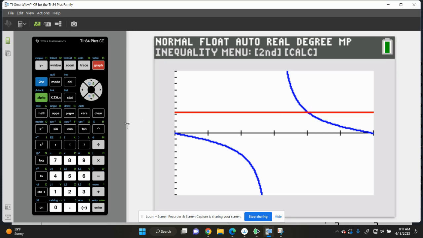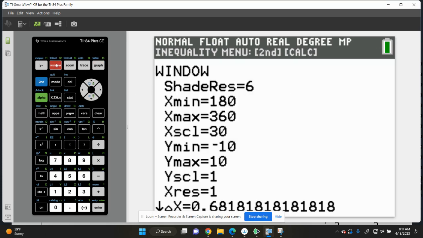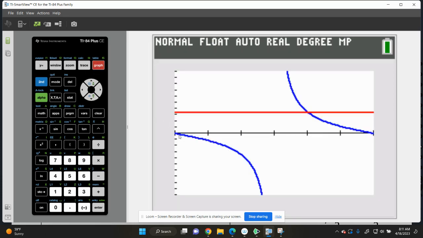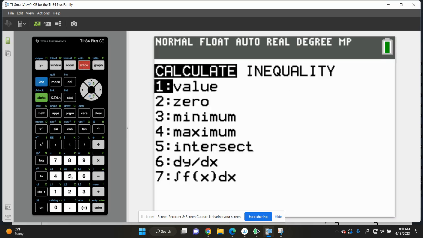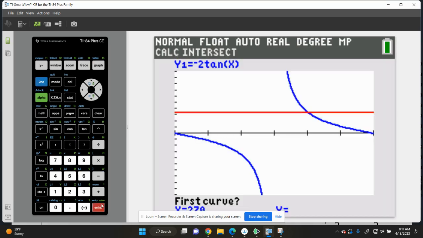Okay. Now we can do a calculate intersect. That's fine. But if I'm just using my graph to double check my work, right? Each one of these marks represents 30 degrees. So we're looking at, at least I think I did it that way. Yeah. This starts at 180, 30 degrees, 210, 240, 270, 300. Sure enough, they're intersecting at 300 degrees, okay?